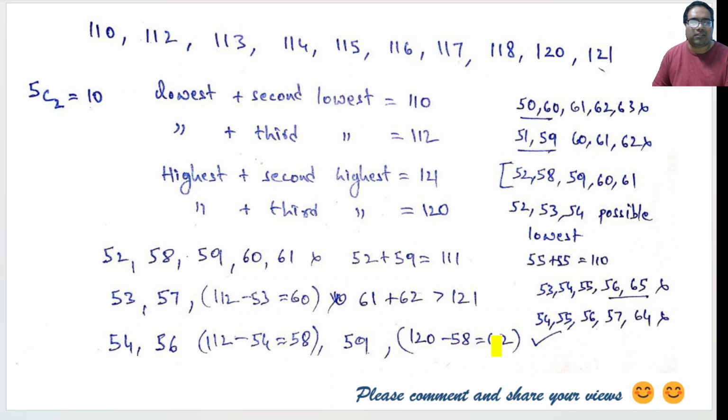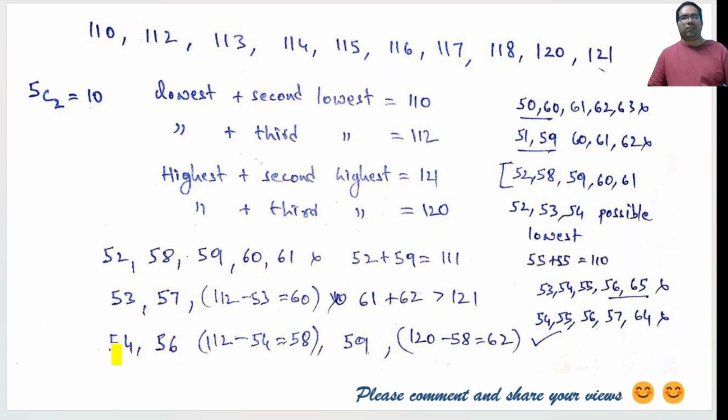Right. Now, highest plus second highest should be equal to 121. Right. So 62 plus second highest should be equal to 121. That means second highest should be 59. This is actually solving all of our equations. So for example, 54 plus 56 is 110. For 112 we have 54 plus 58. Similarly, for 115 we have 59 plus 56. You can check yourself that all these numbers are getting satisfied. So these are the numbers: 54, 56, 58, 59, 62. These are the five numbers.